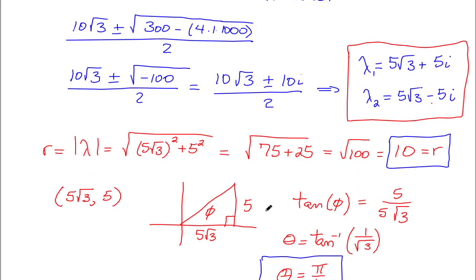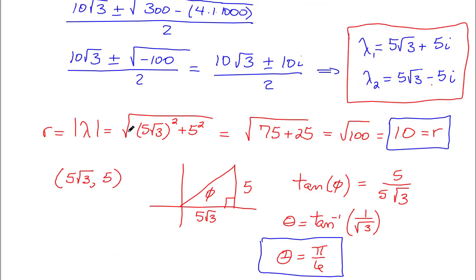The scale factor is the length of the eigenvalue, which is the square root of each of my a and b in the complex number squared. So that's just 75 plus 25, so square root of 100, which is 10. And that's my scale factor. If you take the complex number and write that as a and b, in this right triangle, we get the rotation phi. So the tangent of phi is 5 over 5 square root 3. And so phi, or theta, is the inverse tangent of 1 over square root 3, which is pi over 6.